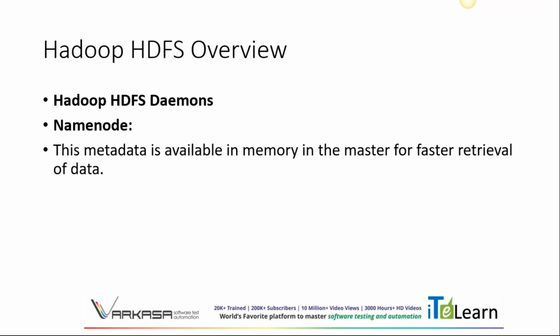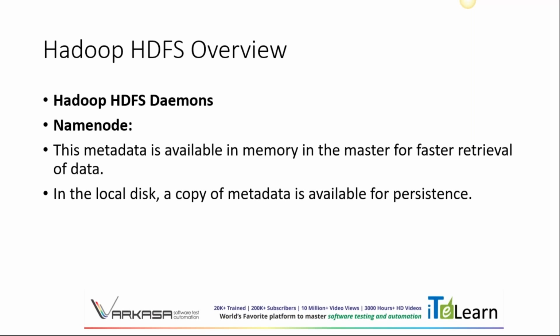So this metadata is available in memory in the master for faster retrieval of data. When you want to retrieve something from the data nodes, the name node will take care of that. The location of the file and all those details are there in the name node, and this information we call metadata. It is available in the name node memory for faster retrieval of the data.